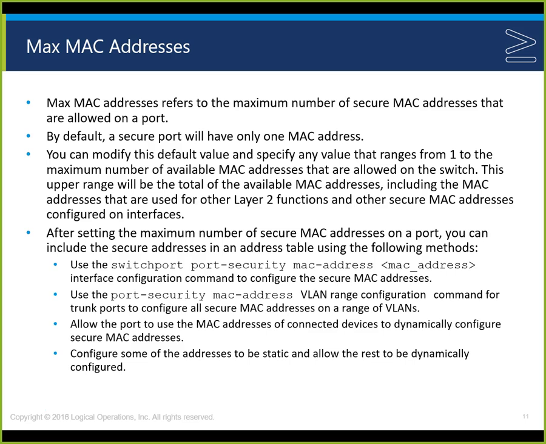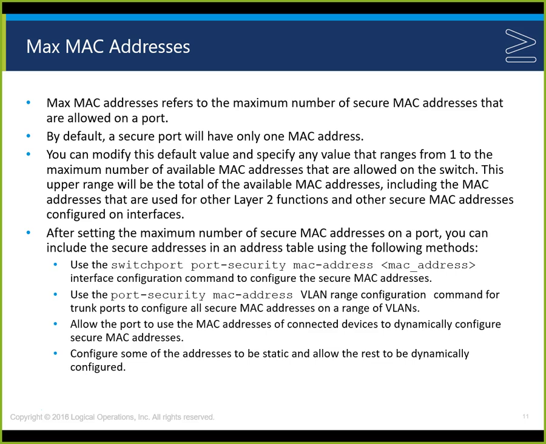You can modify this default by specifying a value of 1 up to the maximum available MAC addresses that are allowed on a switch. The one that we were using was 132. That's not absolute. Each switch is going to have a different number of addresses available to it. After setting the maximum on a port, you can include the secure addresses in the address table in the following methods.